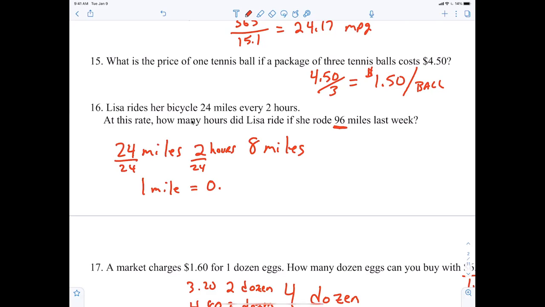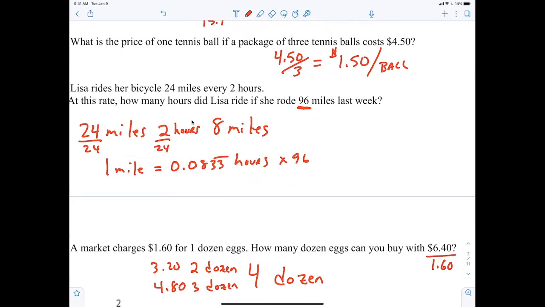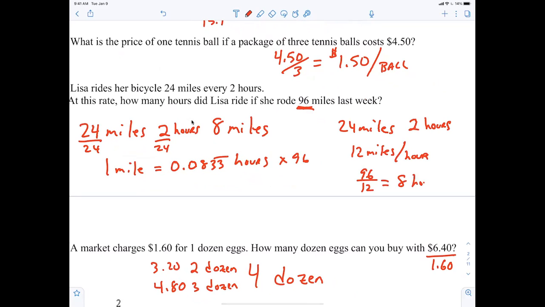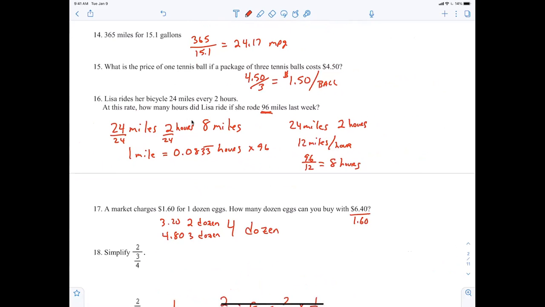0.0833. So that's hours, right? So now you just multiply that by 96. Do that and tell me what it says. You with me on that? But you could also see a pattern and say, if you go 24 miles in 2 hours, that means you're going 12 miles per hour. You agree with that? And if it takes 96 miles, just 96 divided by 12 gives you 8 hours. You with me on that? All right. So that was number 16.